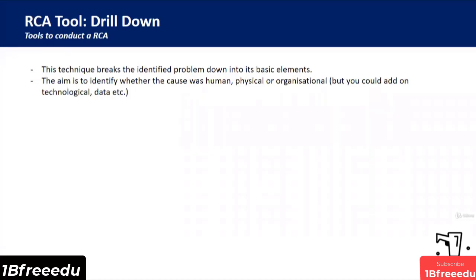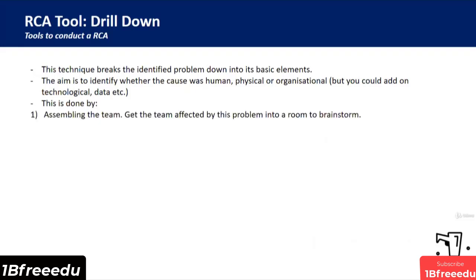Problems are not one single entity. We need to break it down to those various different entities that can occur with the problem and drill down to understand the actual problem and the cause. And can we categorize that cause? Can we categorize that cause as being human, physical, or organizational? So this is done by following the next 6 steps.